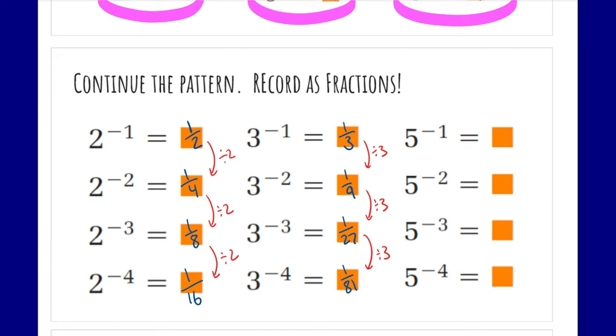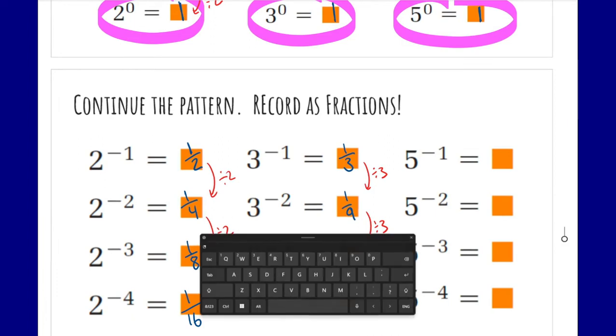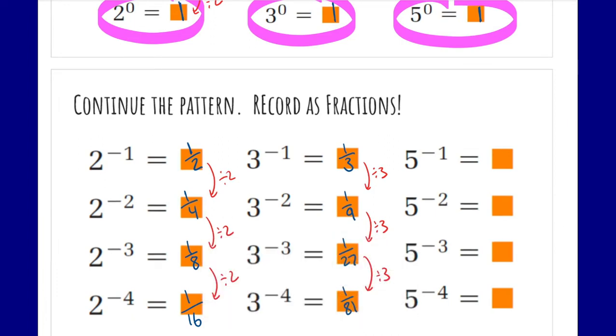What about with 5? Different base. Is our pattern going to change? Nope, our pattern's going to stay the same. So we were at 1. We go down one more, we're going to divide by 5. So 1 divided by 5 is a fifth. And we're going to continue that pattern as our exponent decreases by 1 every time. Divide by 5, divide by 5, divide by 5. So 1/5 divided by 5 is 1 over 25, then 1 over 125, then 1 over 625.